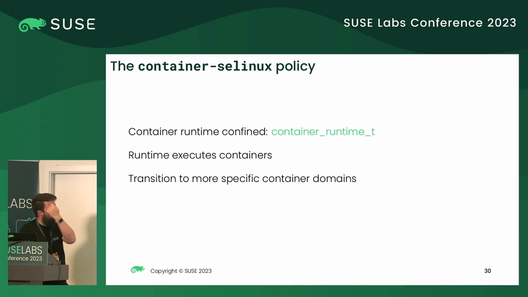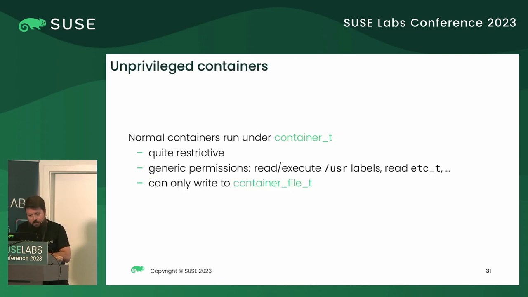And it defines a few domains, a few types. So for example, the container runtime itself, I don't know, Podman or what have you, is confined in the container_runtime_t domain. So it will have a specific defined set of things that it can do, among which, of course, to execute the containers. And then the containers that are spawned by the container runtime will, of course, need to transition to more specific container domains. Of course, we don't want all containers to run under container_runtime_t.